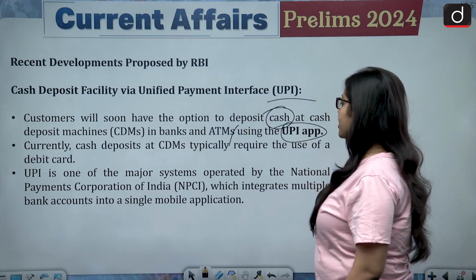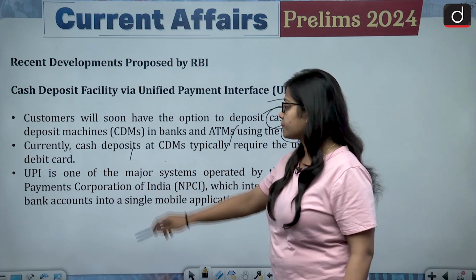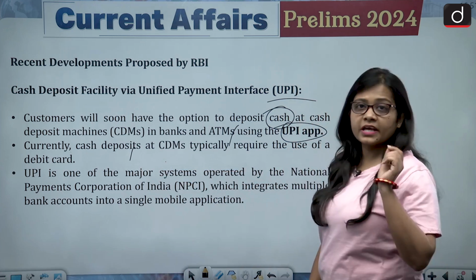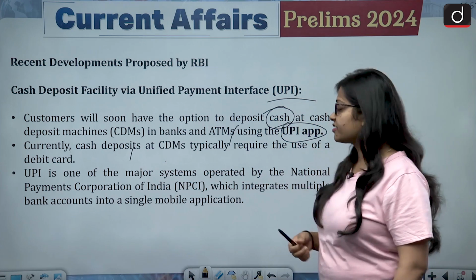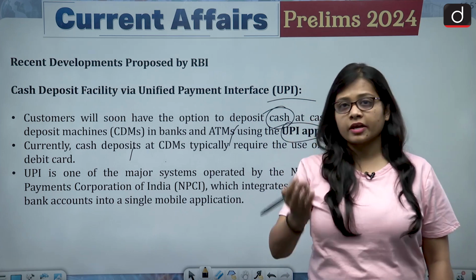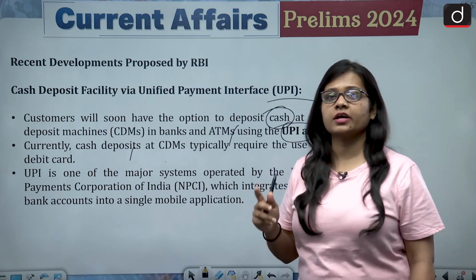Currently, cash deposits at CDMs typically require the use of a debit card. And UPI is one of the major systems operated by the NPCI, which integrates multiple bank accounts into a single mobile application. So a person can access all his or her different bank accounts through a single app.